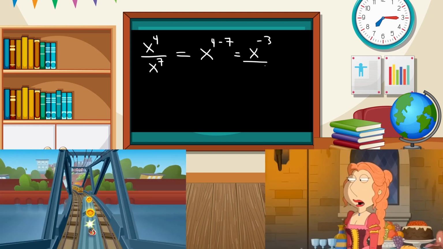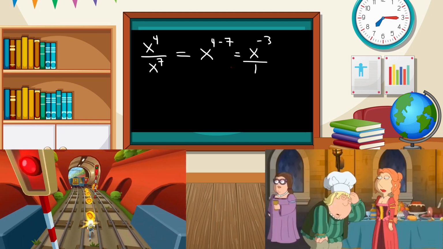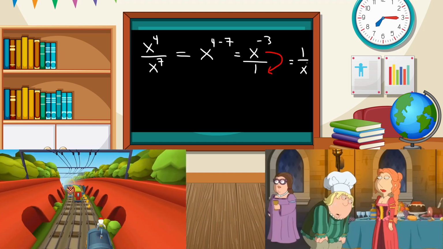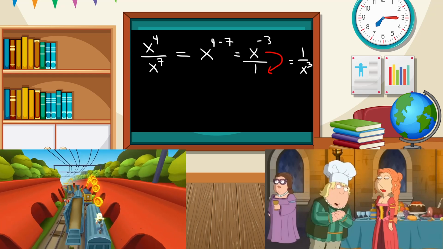This is the same as x to the negative third over 1. And whenever you have a negative exponent, you can take the x variable, move it to the bottom, and by doing that, the negative exponent will now become a positive one. And so the final answer is 1 over x cubed.